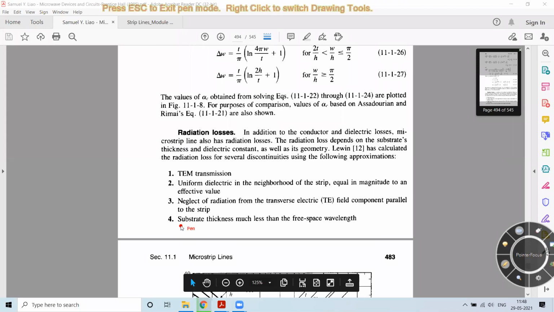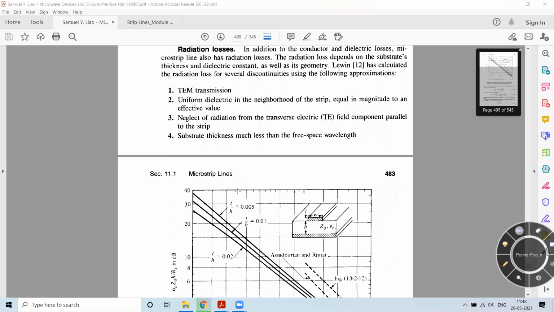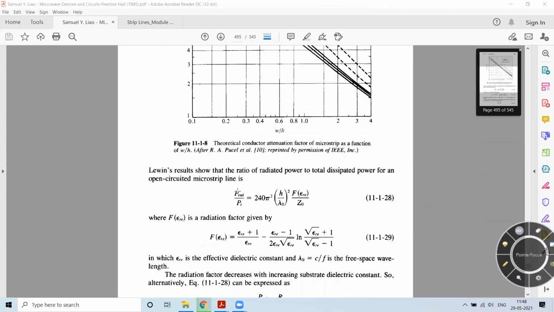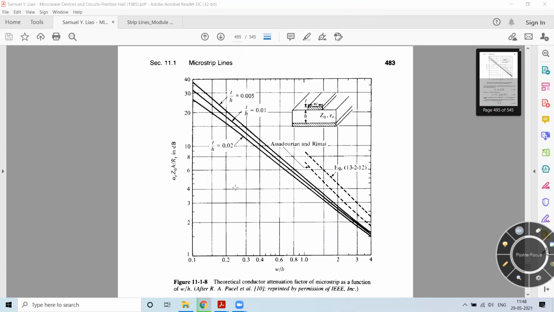Then apart from that, the thickness we are considering also matters. So these are a few of the aspects which lead to the losses due to radiation. These are a few specifications pertaining to the losses which we observe in the strip lines.